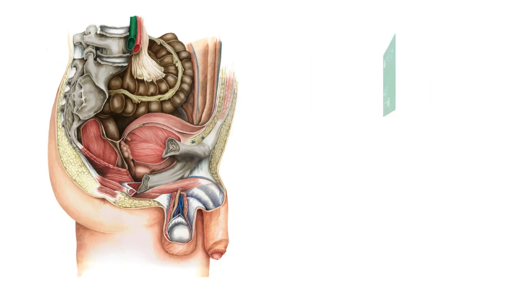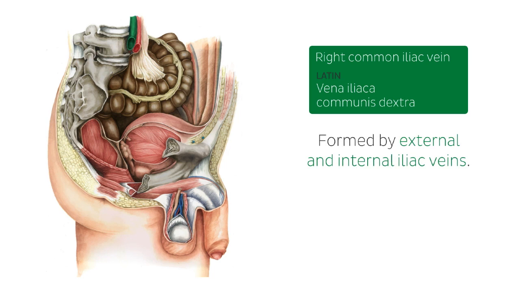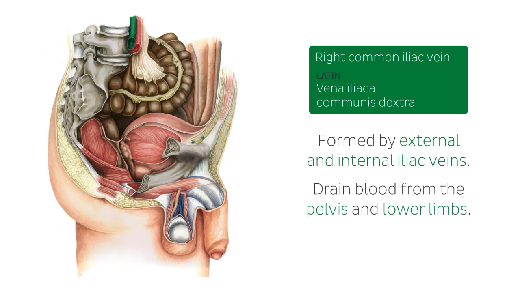We're moving on to highlight this one here on the back. This is a vein, the right common iliac vein. Both the left and right common iliac veins are formed by the external and internal iliac veins. The left and right common iliac veins come together in the abdomen at the level of the fifth lumbar vertebra. They then drain blood from the pelvis and lower limbs and drain back to the inferior vena cava, if you remember from the previous slides, where then the deoxygenated blood goes all the way back to your heart.